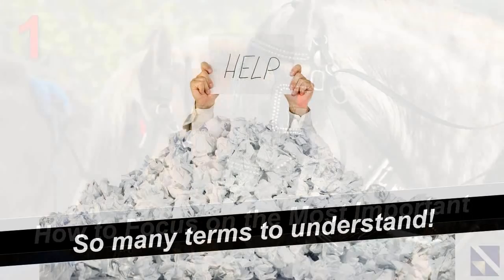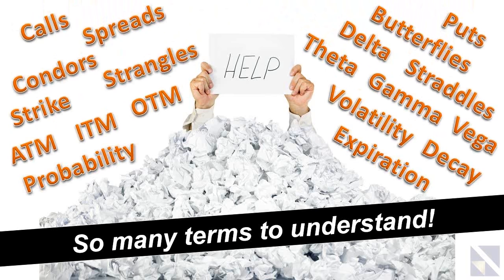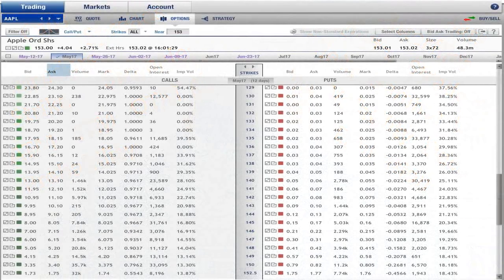Because with options, there's a lot of words, right? Gamma, theta, delta, strangles, probability, whatever. And if you go to your brokerage screen, there's a lot of numbers and it could be intimidating, right? So let's talk about how to simplify it. That's a key thing, simplify.